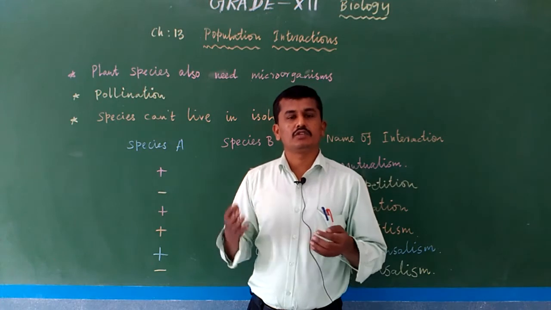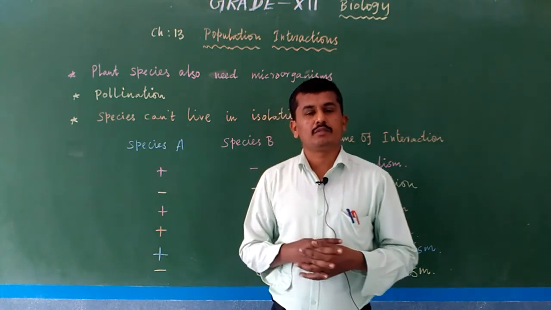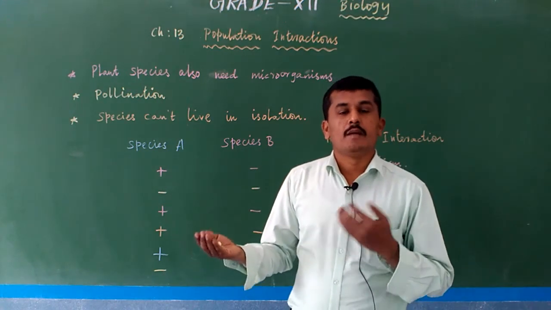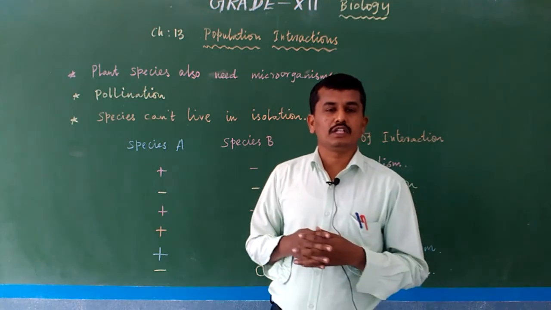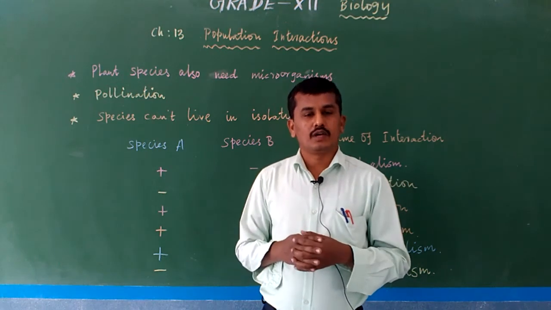Even plants need insects for pollination. Plants also need animals for pollination. Without the animal population, plants cannot disperse their seeds or their pollen grains. So, plants also need other organisms for their survival.